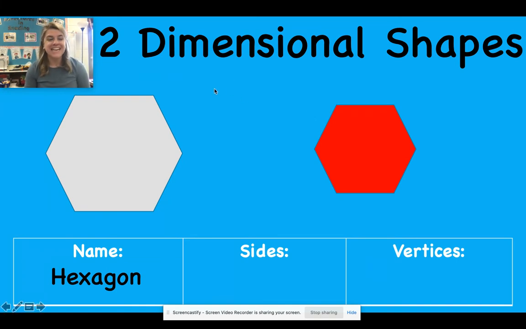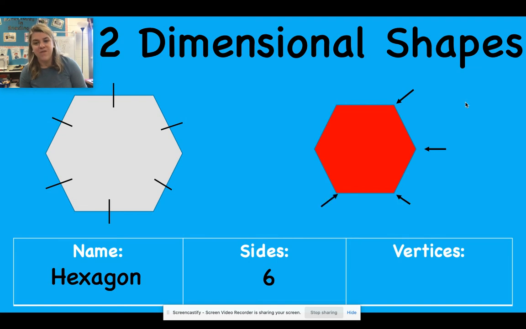So a hexagon. Let's see how many sides it has. Ready? 1, 2, 3, 4, 5, 6. Very good. So a hexagon has 6 sides. If a hexagon has 6 sides, how many vertices do we think it's going to have? Let's see. 1, 2, 3, 4, 5, 6. 6 vertices as well. All right.